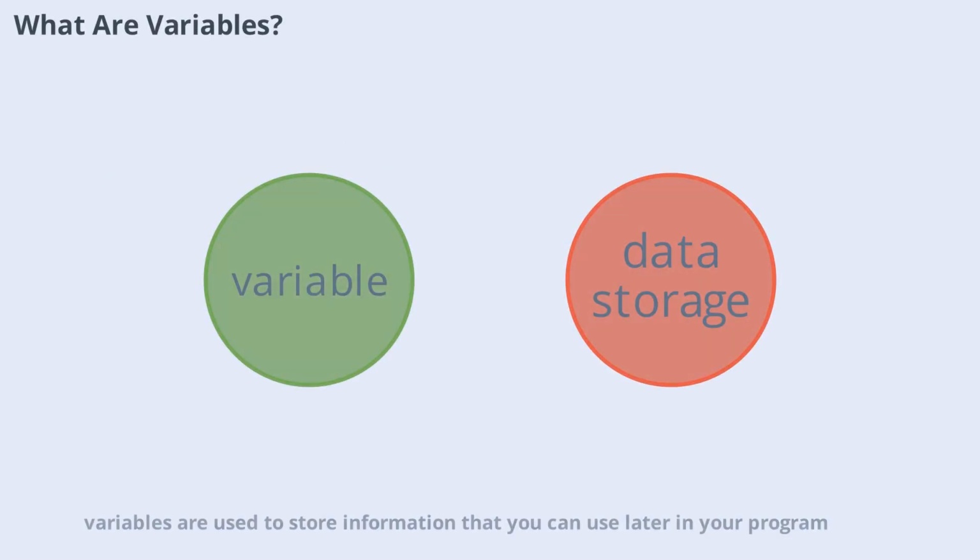In Python, variables are used to store information that you can use later in your program. Think of a variable as a labeled box where you can keep data, such as numbers or text. For example, you might write sales equals 5,000 to store the value 5,000 in a variable called sales. Variables make it easy to organize and manipulate your data as you analyze it.